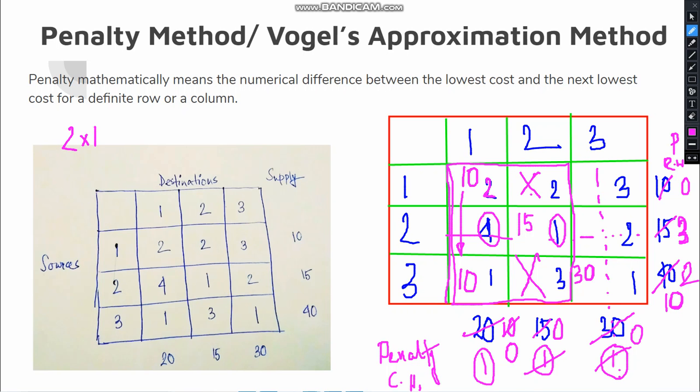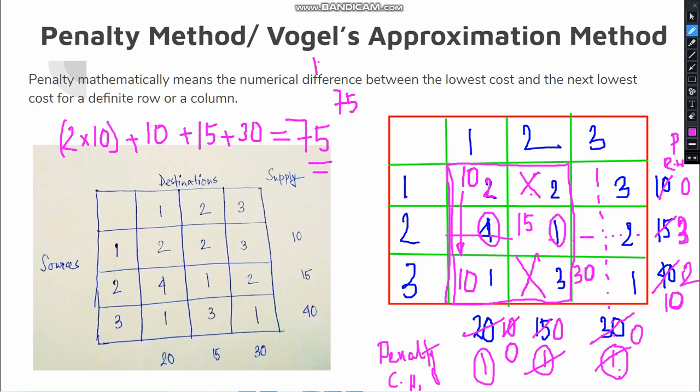So the total cost is 20 plus, for 10, plus 15 plus 30. So the total cost becomes 20 plus 30, so it becomes 75. So you can see that the cost of transportation using penalty method or VAM method becomes 75.